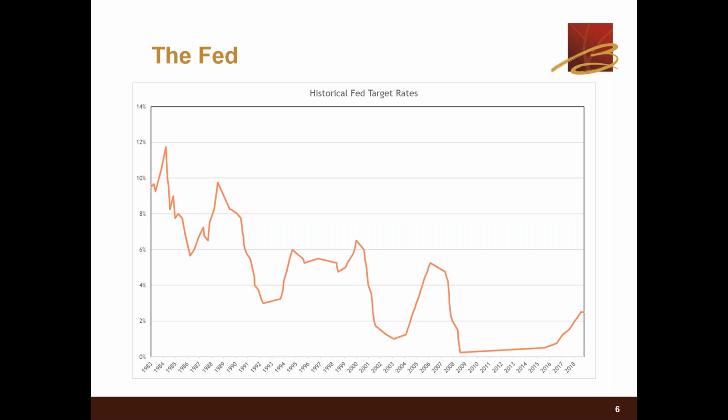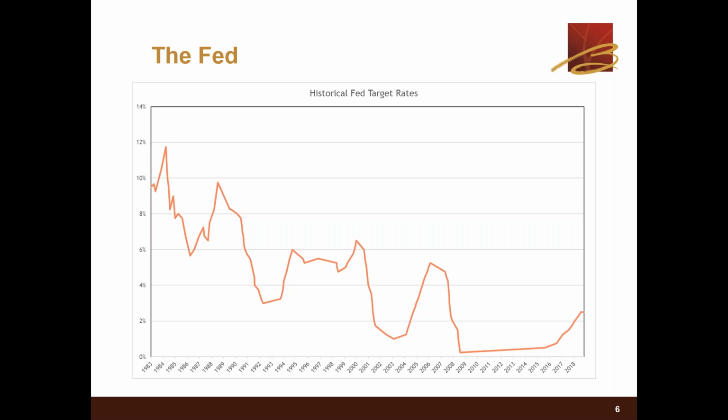this attempt at normalization. With this slide, I wanted to take a look back at some history in terms of Fed target interest rates. This chart goes all the way back to 1983, so it's a very good bit of history.